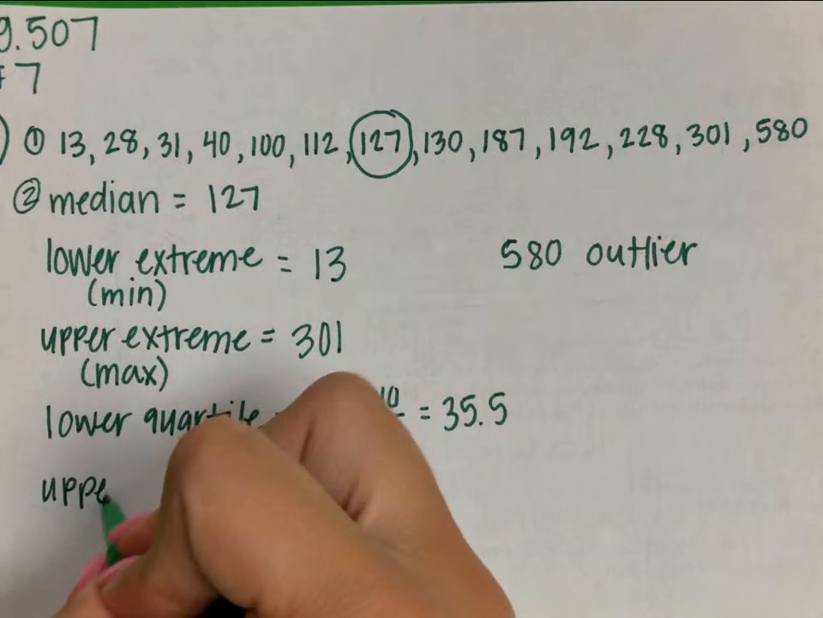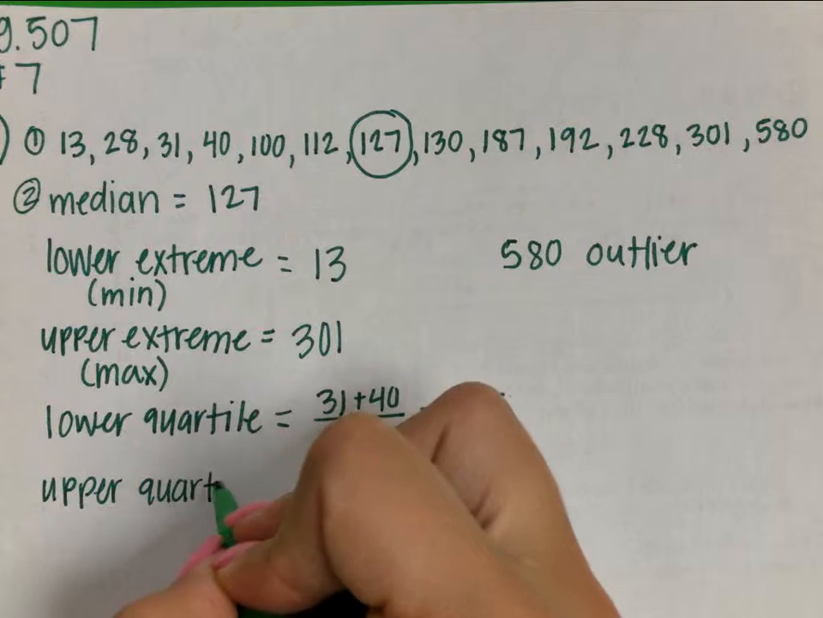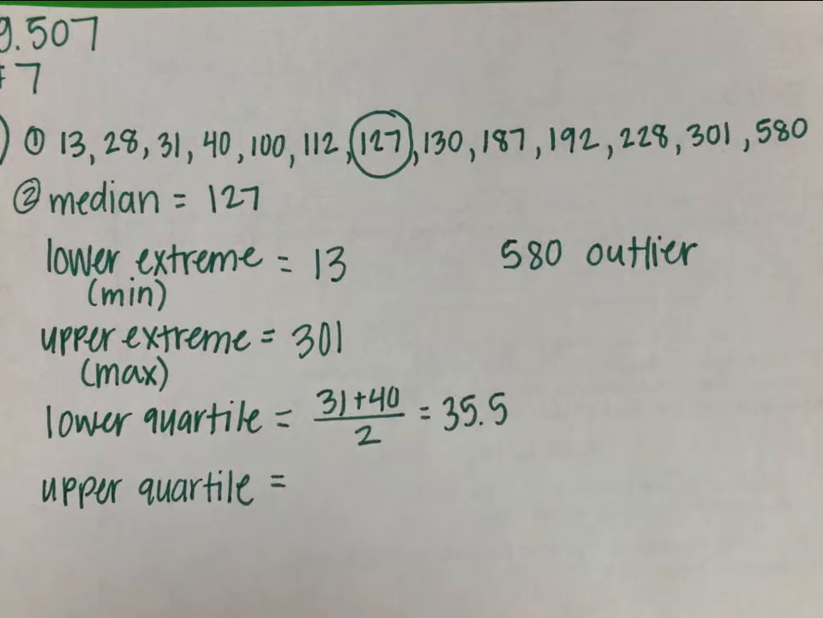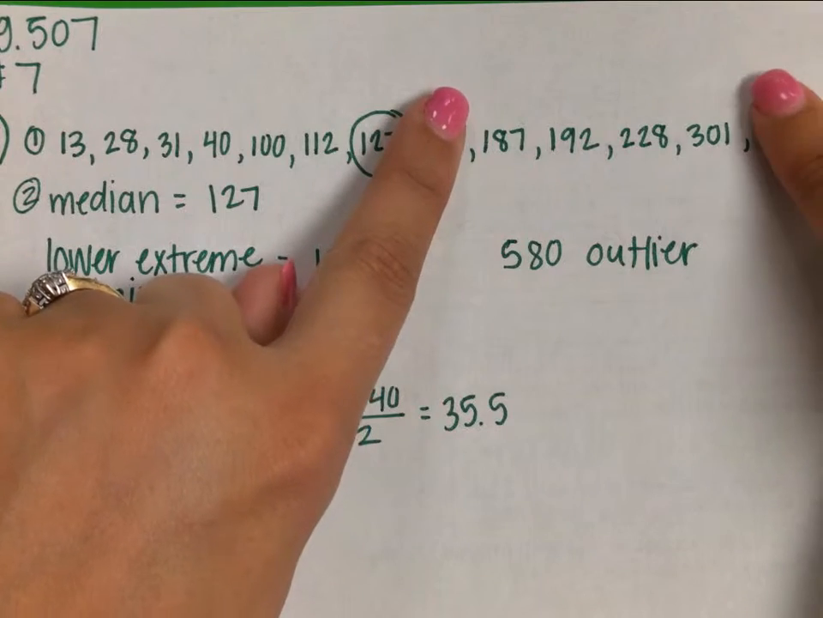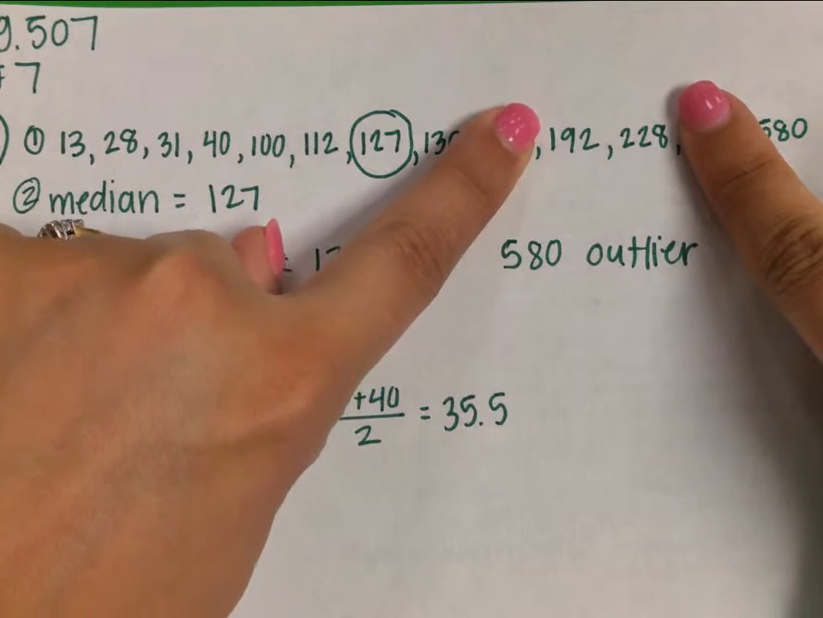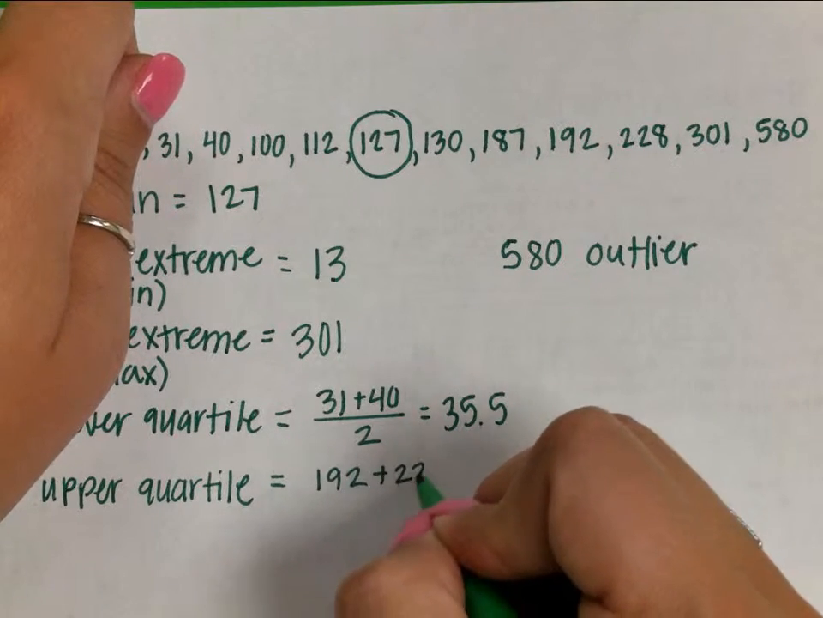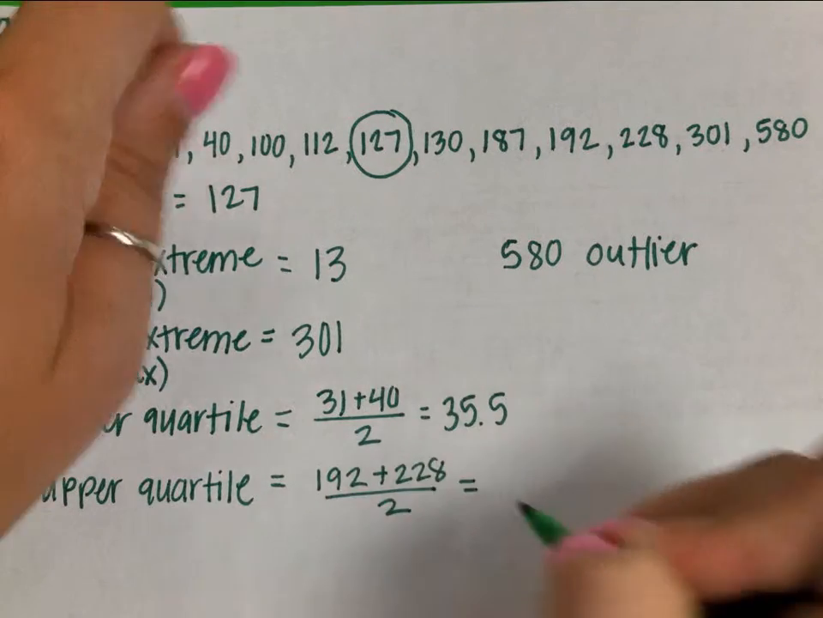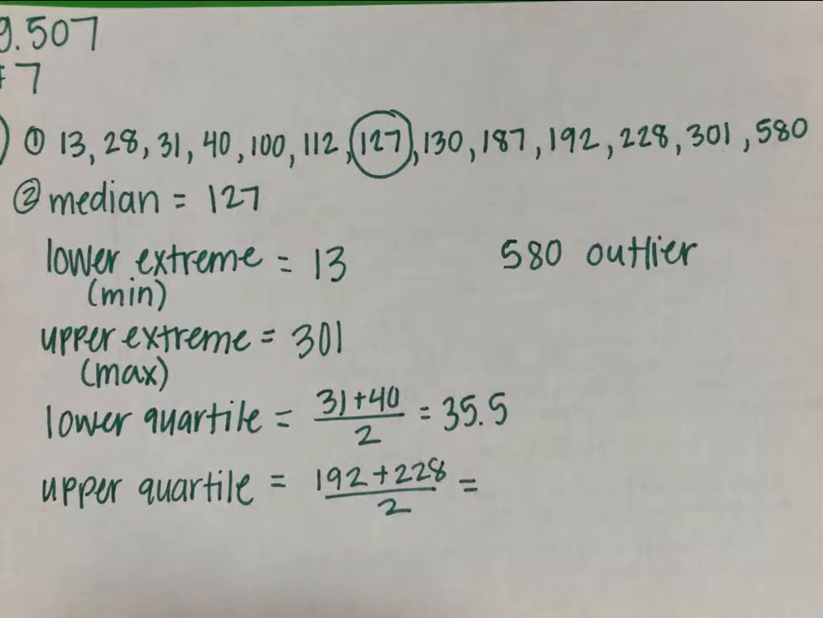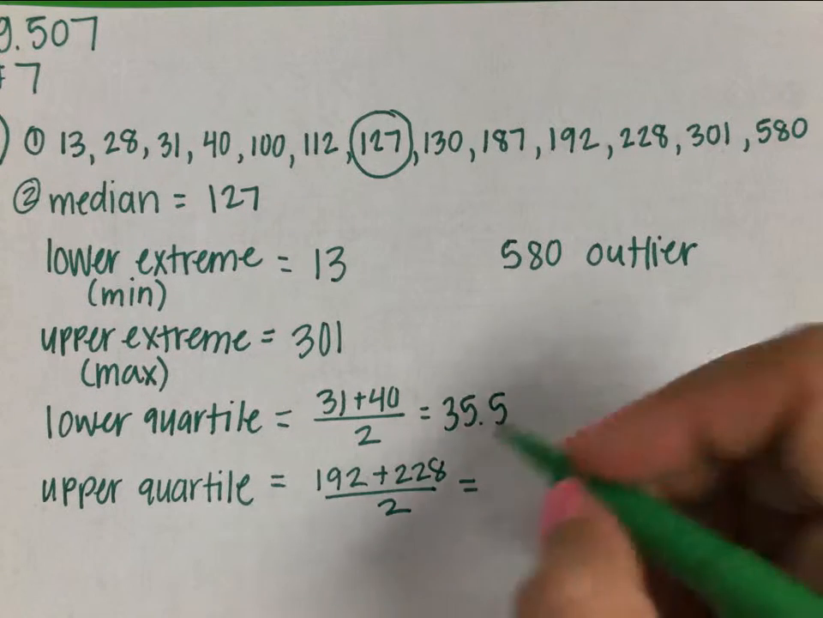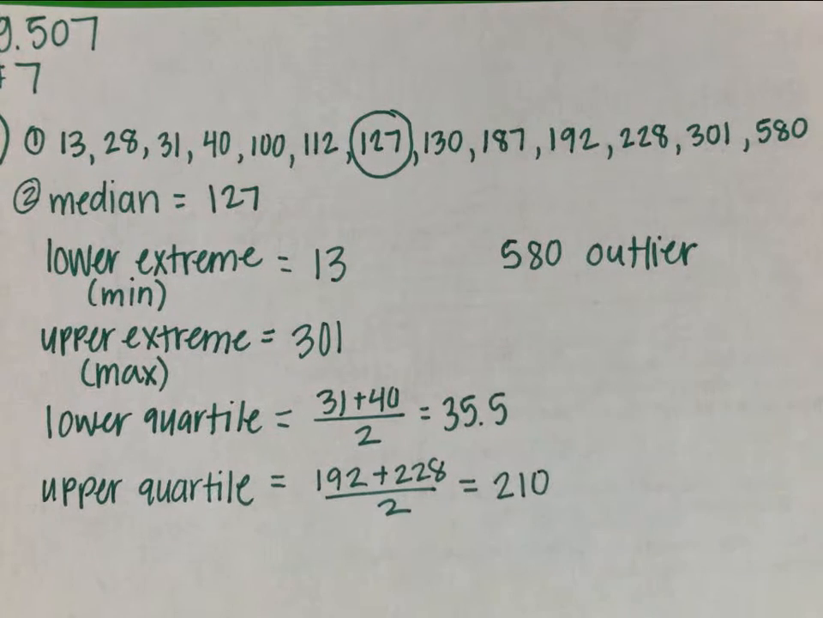So now I need to find my upper quartile. So remember, I'm not using that 127. So what are my two middle numbers? 192 and 228, sorry. So what is my upper quartile? Did you divide that by 2? 210. Do I need to find anything else, or can I draw my plot now? I can draw it now, right?